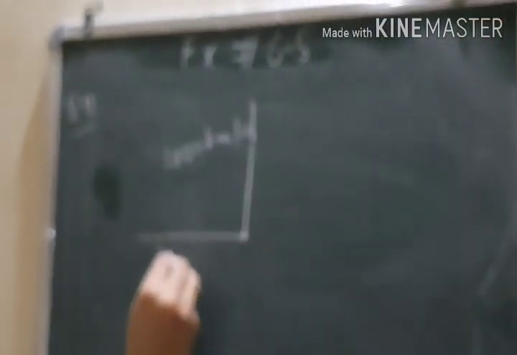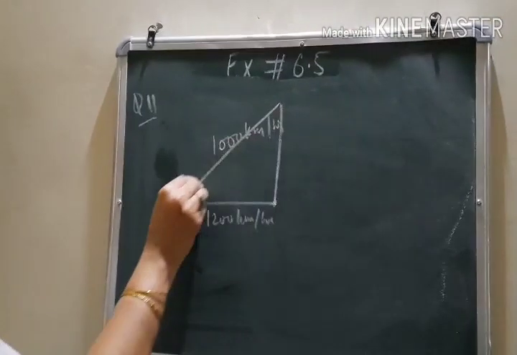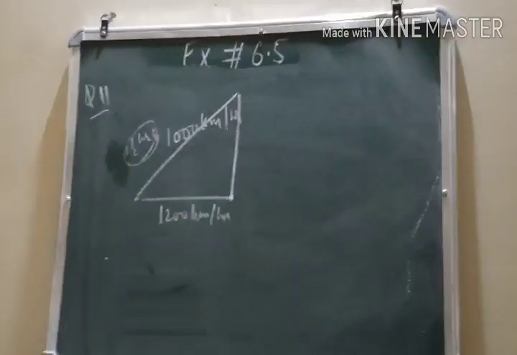Question number 11: an aeroplane leaves an airport and flies due north at a speed of 1000 kilometers per hour. This is the speed given, not a distance. At the same time, another aeroplane leaves the same airport and flies due west. From the same airport, it is flying due west at a speed of 1200 kilometers per hour. How far apart will the two planes be after 1.5 hours? Time given is 1.5 hours. After 1.5 hours, what will be the distance?